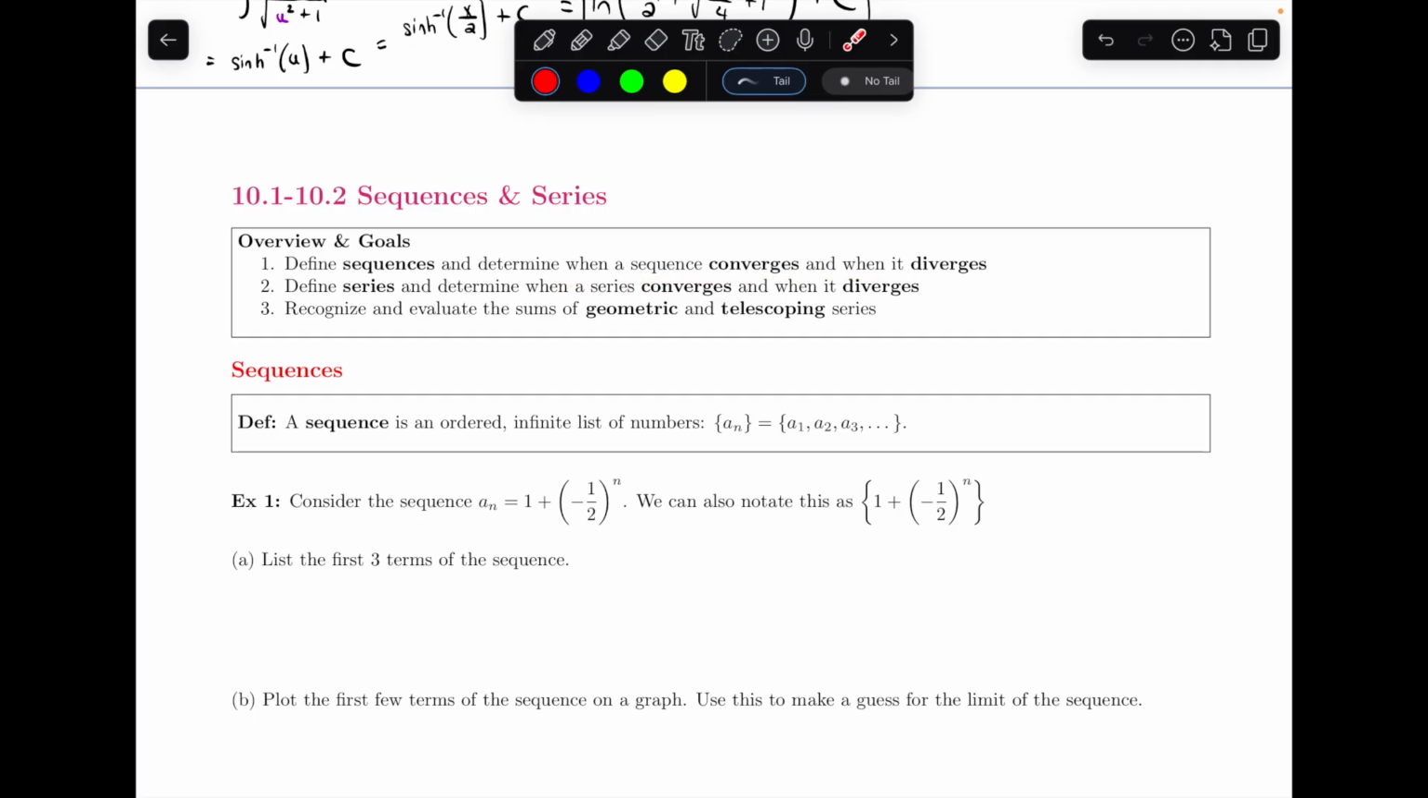Over the next few videos, we'll introduce what a series is, when they converge and when they diverge, and look at a couple of specific examples of series, which are called geometric and telescoping series. But let's start first with sequences.